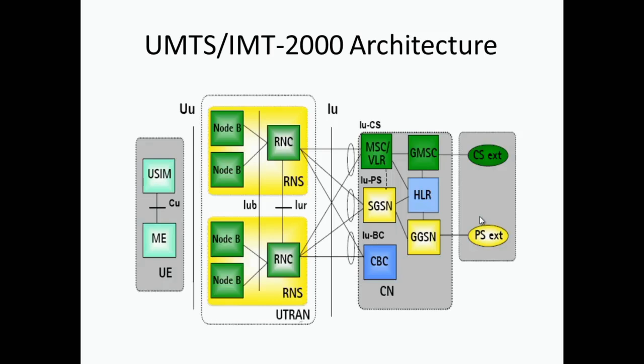UMTS uses the same core network as that of the GPRS and uses an entirely new radio interface. Three parts of the UMTS architecture are the UE (user equipment), the UTRAN, that is the UMTS terrestrial radio access network, and the core network. The new radio network in UMTS, UTRAN, is connected to the core network via the Iu interface, where the UE is connected to UTRAN via the Uu interface.